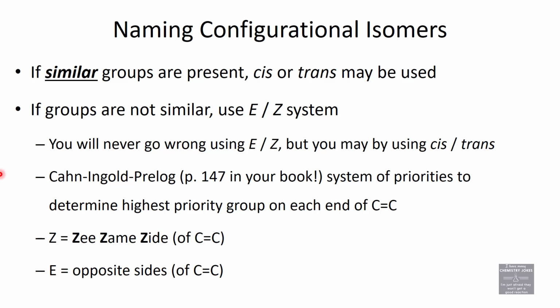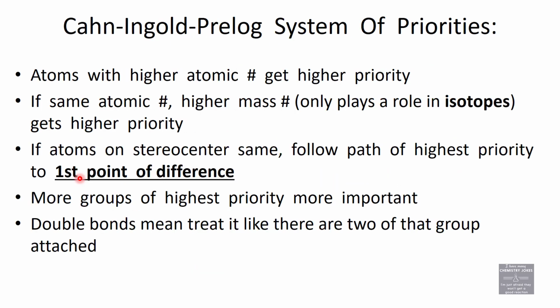So IUPAC came up with the rules, but really the rules of naming E and Z are called the Cahn-Ingold-Prelog system of priorities. Here's a quick recap of most of the Cahn-Ingold-Prelog rules. These are actually written in order. Atoms with higher atomic number get higher priority. That will decide a ton of the cases.